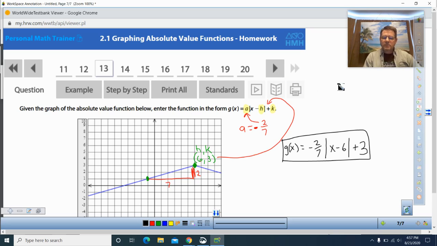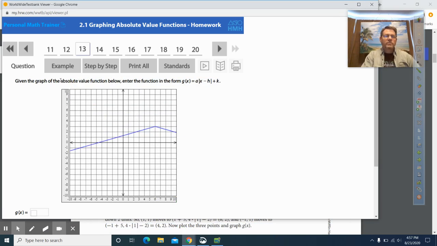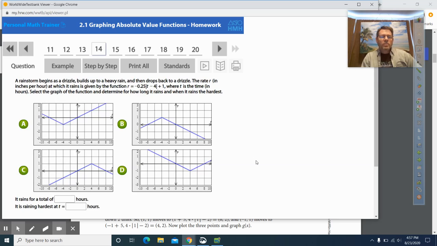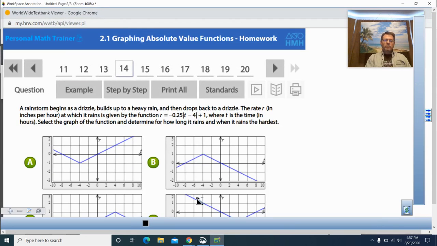Let's see here. The next one on my list, I think we want to talk about was 14 and then maybe some 16. So what about 14? All right, this is talking about a rainstorm as it drizzles and builds up to the rain. So let's talk about some things. First of all, here's our equation. The negative in front means it opens down. So with that information, what do we know?